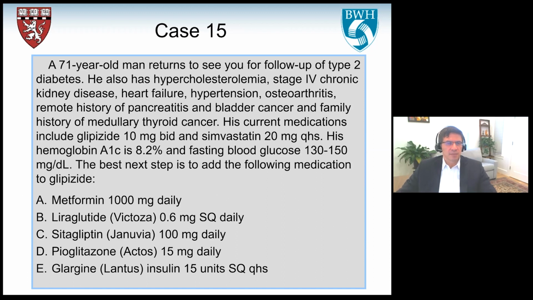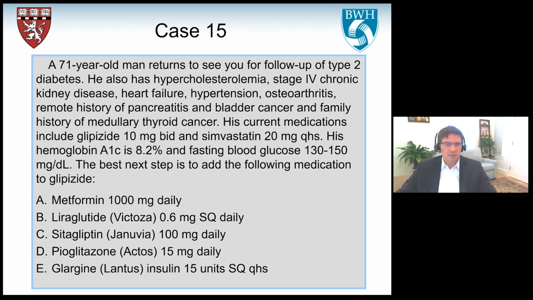Case 15. A 71-year-old man returns to see you for follow-up of type 2 diabetes. He also has hypercholesterolemia, stage 4 chronic kidney disease, heart failure, hypertension, osteoarthritis, remote history of pancreatitis and bladder cancer, and family history of medullary thyroid cancer. His current medications include glipizide, 10 milligrams twice a day, and simvastatin, 20 milligrams at bedtime. His hemoglobin A1C is 8.2%, and fasting blood glucose ranges between 130 and 150 milligrams per deciliter.